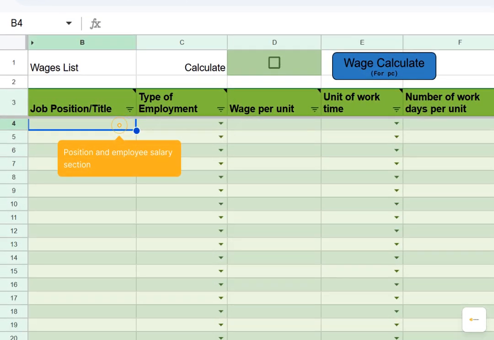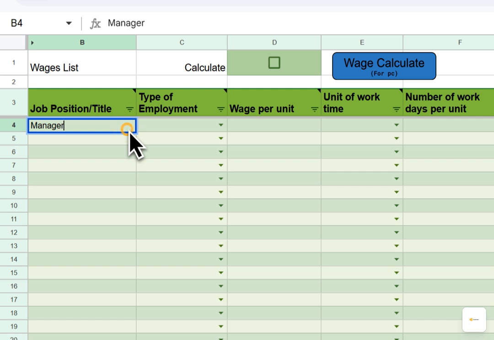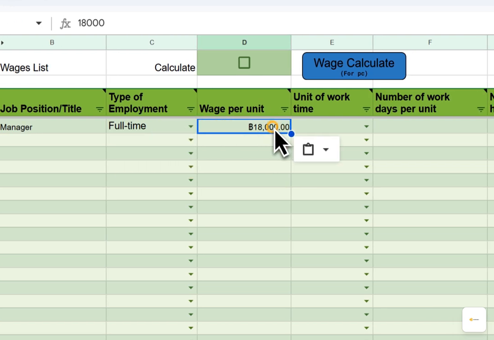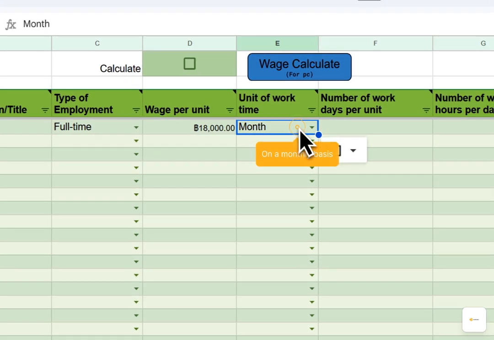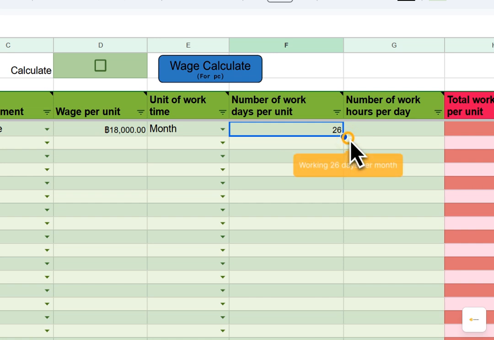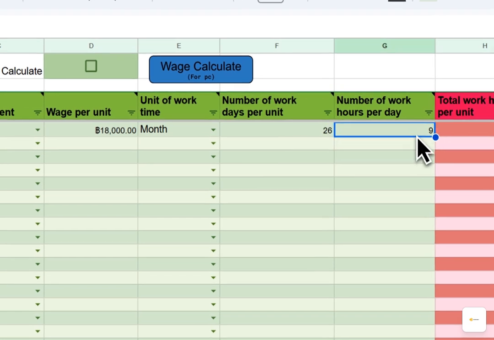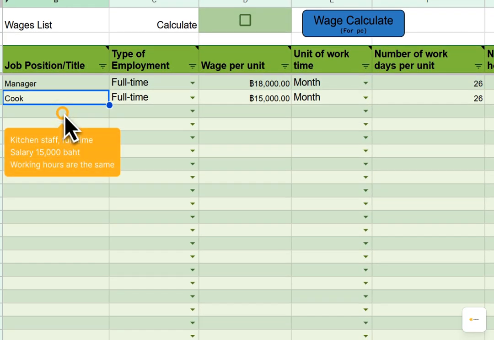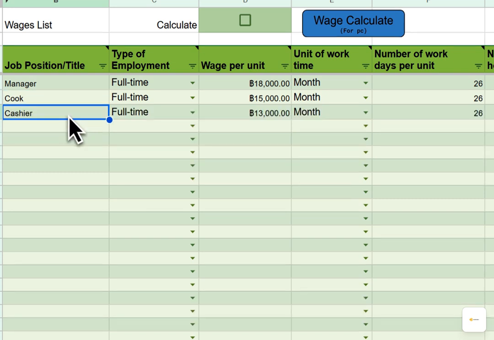Position and employee salary section, such as the position of store manager, who are permanent employees. The salary rate is 18,000 baht on a monthly basis, working 26 days per month, 9 hours a day. Kitchen staff full-time, salary 15,000 baht, working hours are the same. Cashier, salary 13,000 baht, working hours are the same.